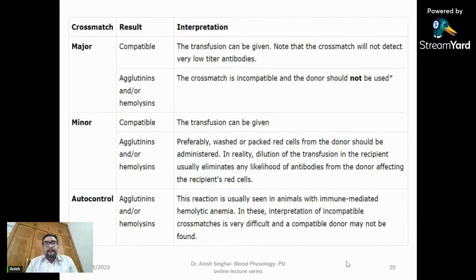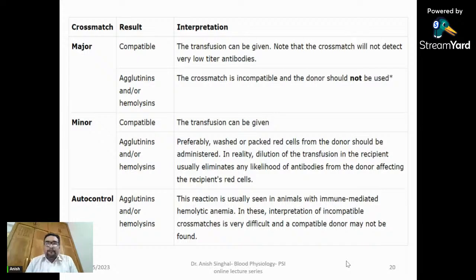Now, once we find out the group of a person, it is blood group typing. Before transfusing blood to any other person, we have to do another test called cross matching. Cross matching involves two types: one is called the major cross matching, and the other is called the minor cross matching. In major cross matching, you test the RBCs of the donor with the plasma of the recipient.